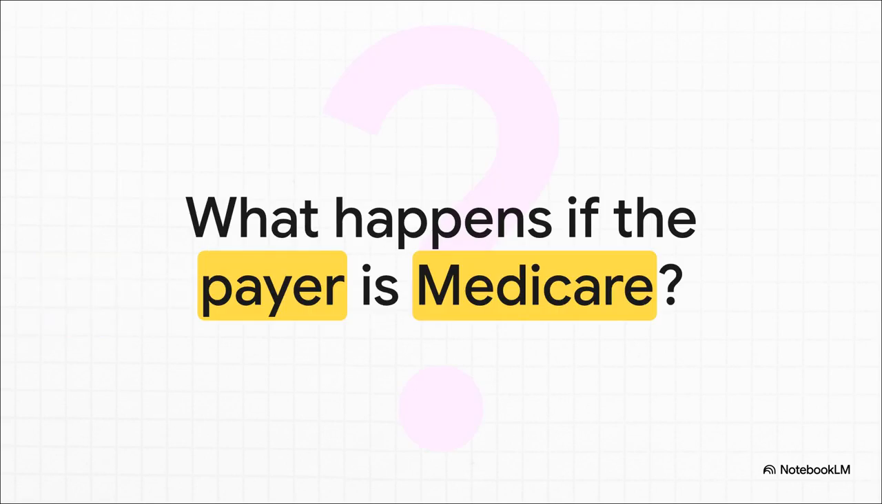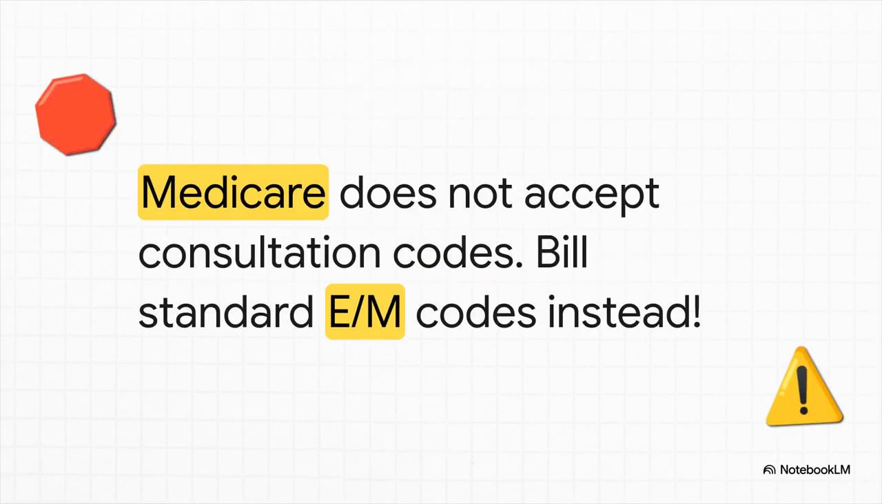But wait a second. What happens if the scenario suddenly tells you the payer is Medicare? Oh man, this is a massive exam trap that you absolutely must be prepared for. Here is the trap revealed. Medicare straight up does not accept consultation codes anymore. Under the Medicare non-coverage rule, you have to substitute those consultation codes with standard, new, or established office codes. That's 99202 through 99215, or initial hospital care codes, 99221 through 99223. Always check who the payer is in the question.